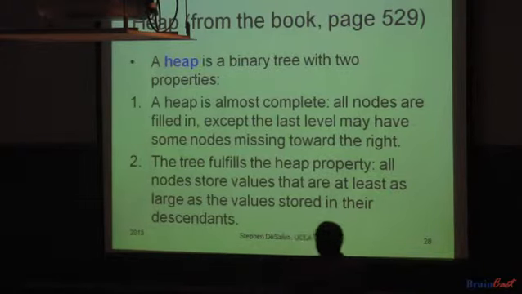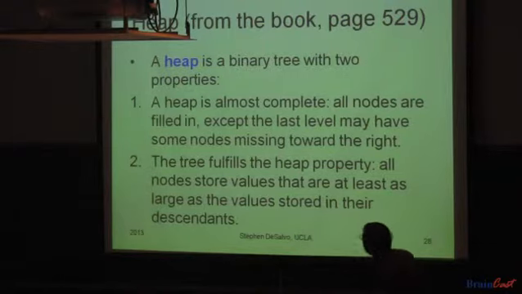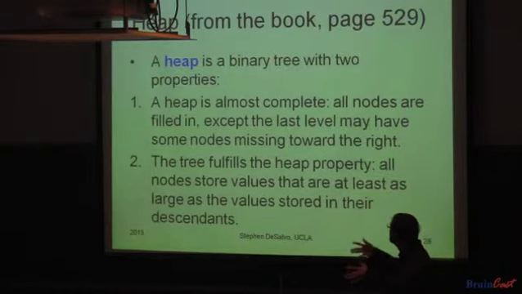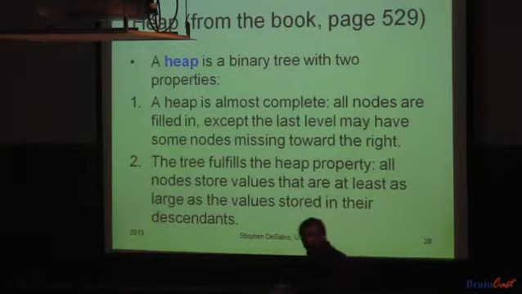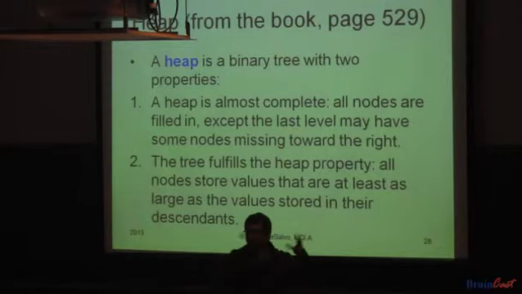So, one, a heap is almost complete. What does that mean? All nodes are filled in, except the last level may have some nodes missing toward the right. In other words, okay, that's solving one of the big issues, right? Which is, depending on how you insert nodes in a binary search tree, your tree structure may be really unbalanced. A heap is forced to be balanced at each stage. It's going to look just like a pyramid shape, or like a one-dimensional pyramid, a triangle. Okay? Except maybe the last row won't be completely filled in. But everything else must be completely filled in and have a node.